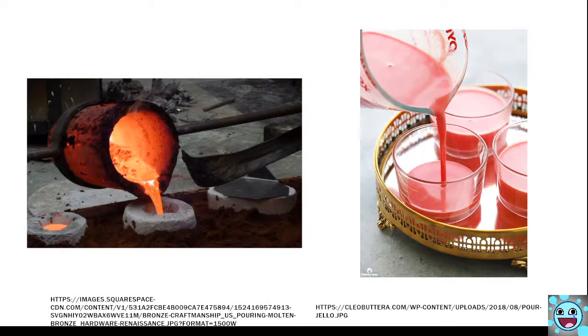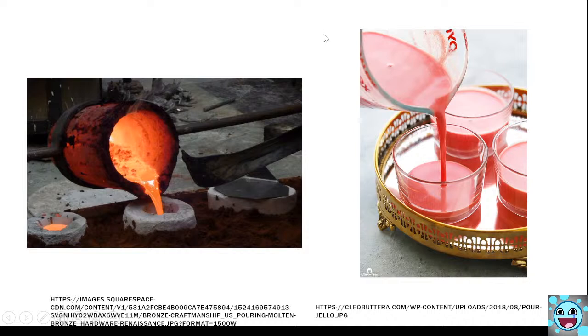First, you pour a material into a template or a cast. So it is called casting. In the left image, we can see that gold or bronze in liquid form is being poured into a cast, and then after it cools down, it will solidify.